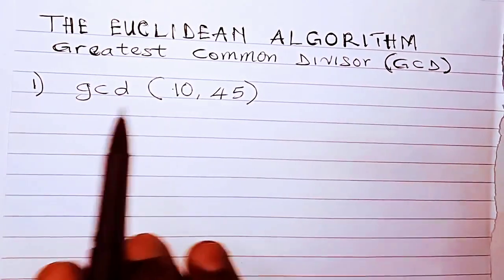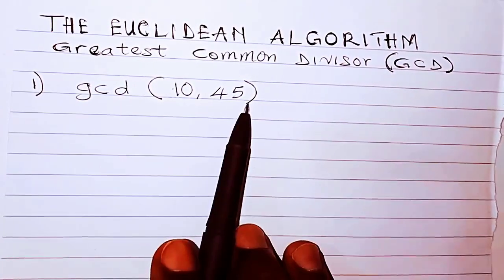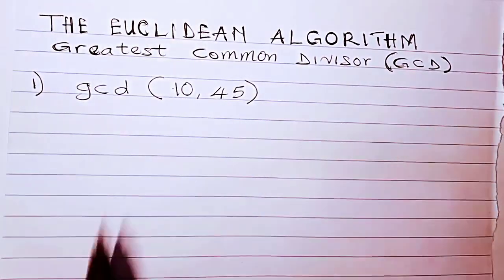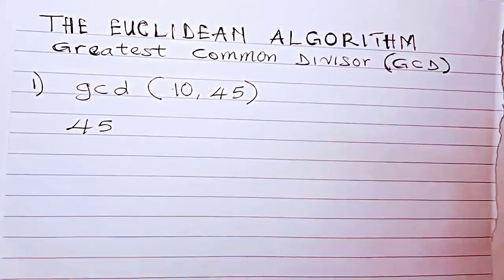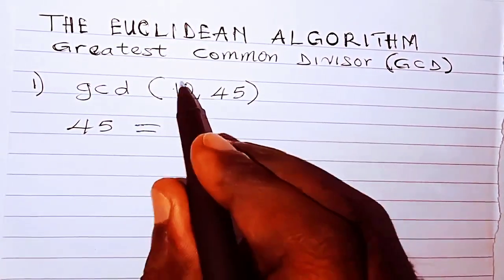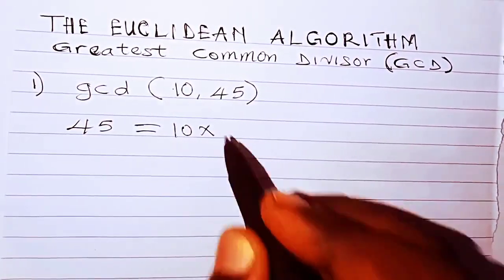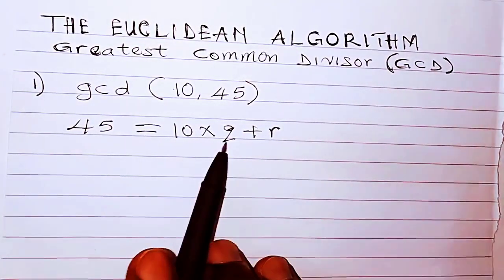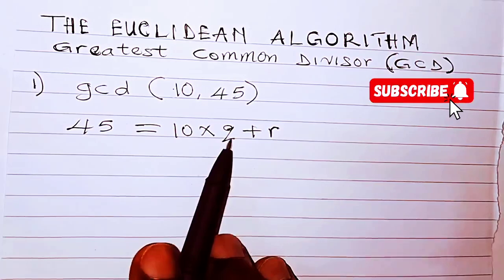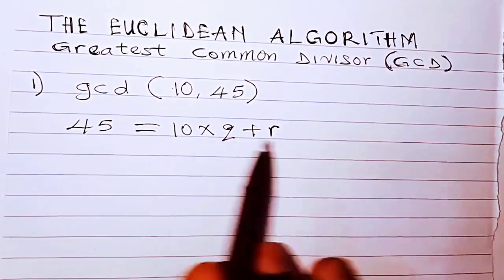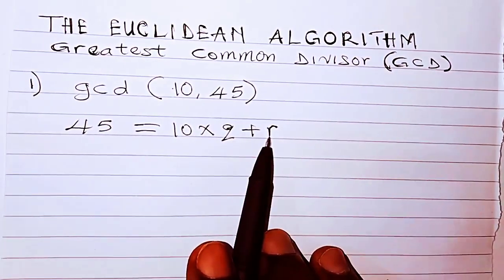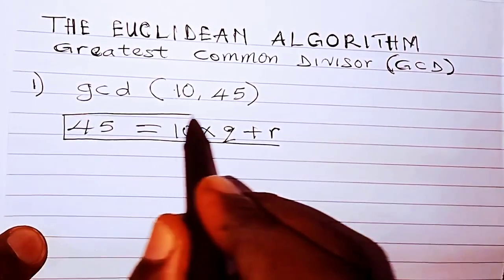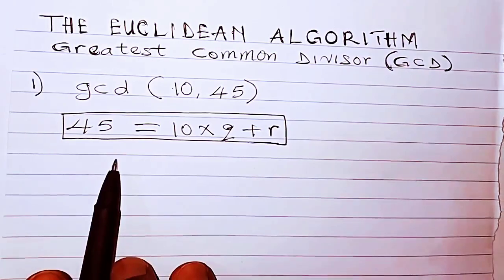Let's say we are to calculate the GCD of 10 and 45. The concept is you are to pick the bigger number, which is going to be 45, and equate it to the other smaller number, 10, multiplied by a particular integer plus another integer. The integer here indicates the number of times 10 goes into 45, while the other integer here represents the remainder. So this is basically the concept of calculating the GCD of any pair of numbers you may be given.